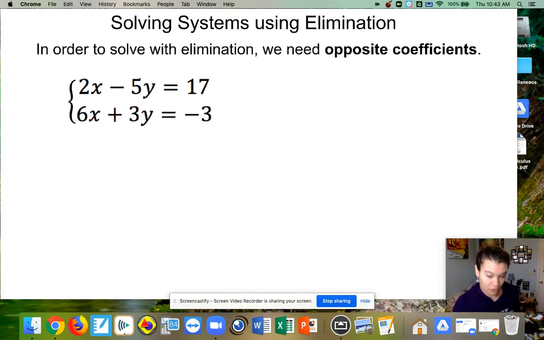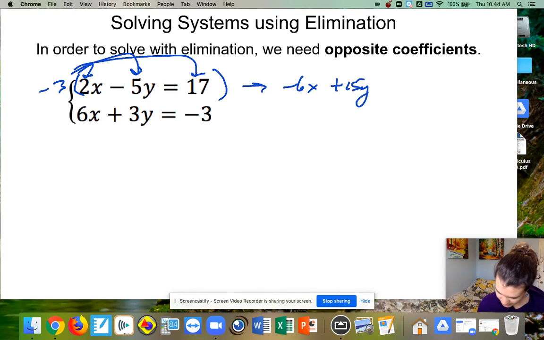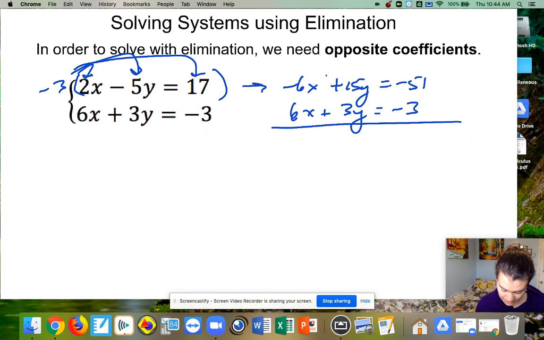Okay, solving with elimination. A reminder, we needed opposite coefficients. We need to figure out how to get opposite coefficients on this. You want to try and think of which ones have the easiest common multiples. So you could do the 5 and the 3, but you need to multiply both equations. Otherwise, I can take this 2 and multiply by -3 to get the x values we want. So if we multiply this into all three of our numbers, -6x plus 15y equals -51, and 6x plus 3y equals -3. And then these are going to cancel out.